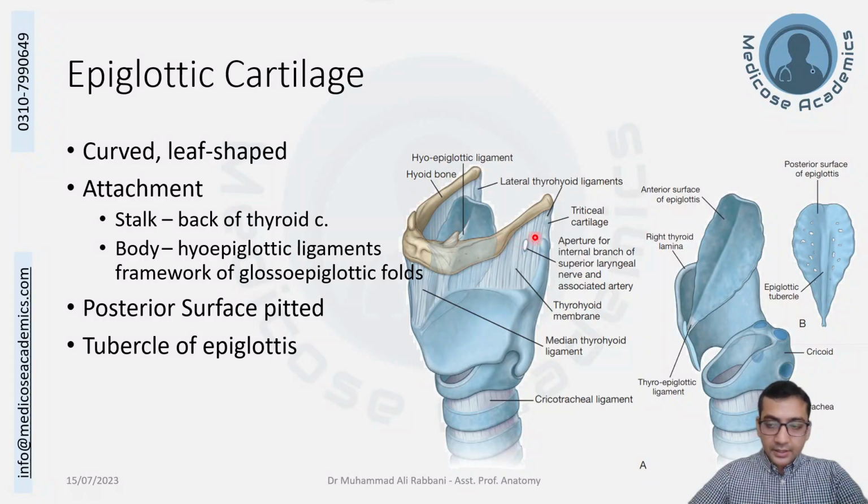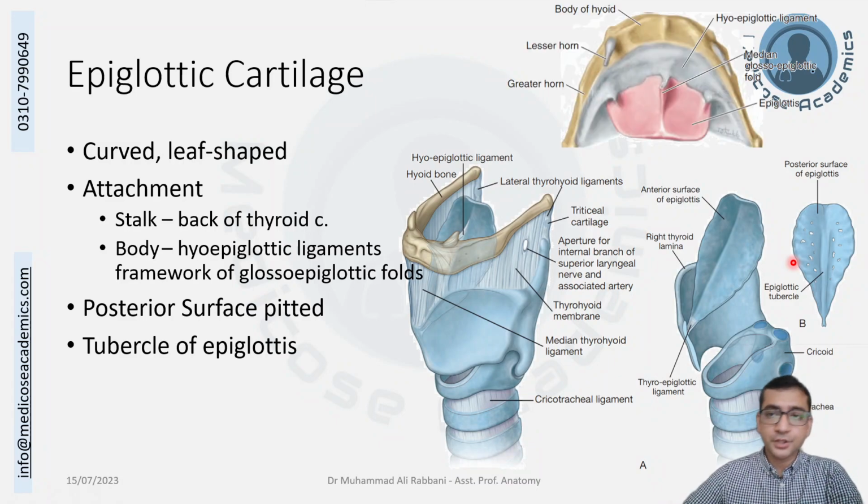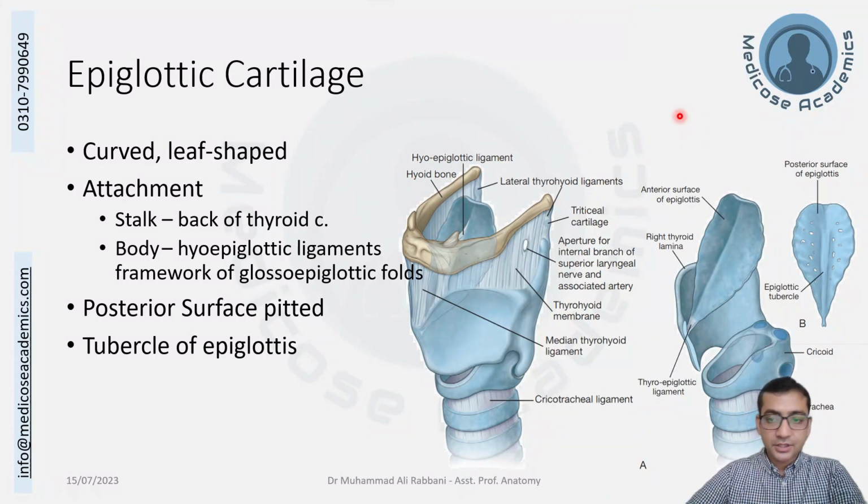The posterior surface is pitted as compared to the anterior surface, and the anterior surface is covered by epithelium that is similar to the oral cavity, and the posterior surface has an epithelium that is similar to the respiratory pathway. We will discuss that. There is a catch in that. It is not complete information. In the midline, it is connected to the base of the tongue with the median glossoepiglottic fold, and on the lateral aspect it has the lateral glossoepiglottic folds, and in between them there are fossae known as vallecula. Again, we will discuss them when we will be discussing the interior of the larynx with the membranes.